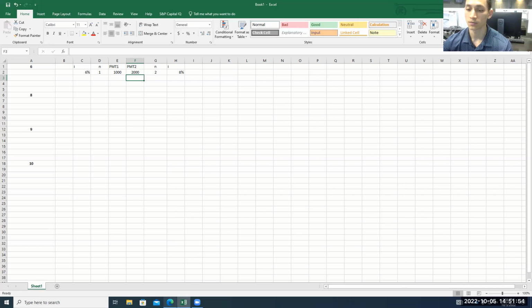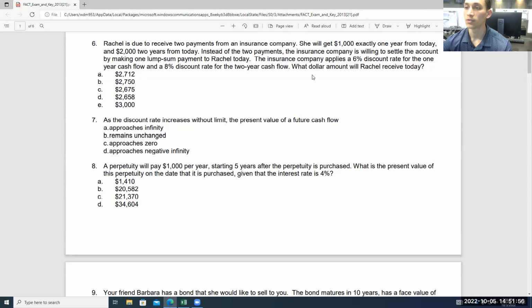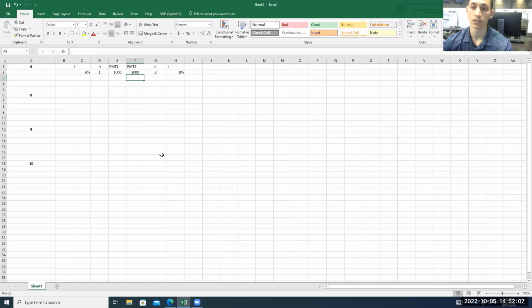We do need to find the present value, but in order to find the present value, we need to figure out our present value factors of each payment so that we can calculate the present value for each payment. Once we have the present value for each payment, then we'll just combine them.